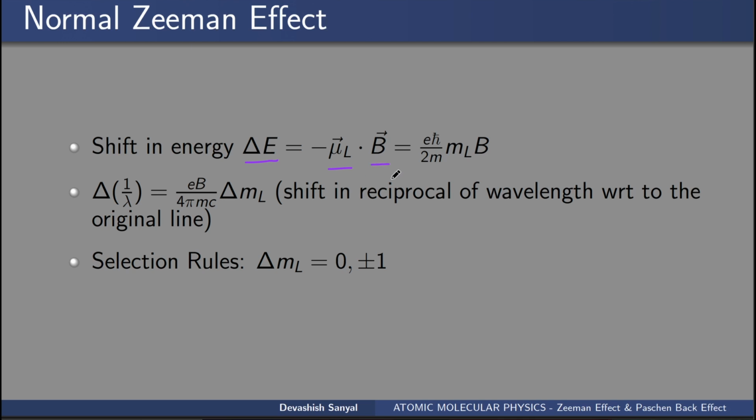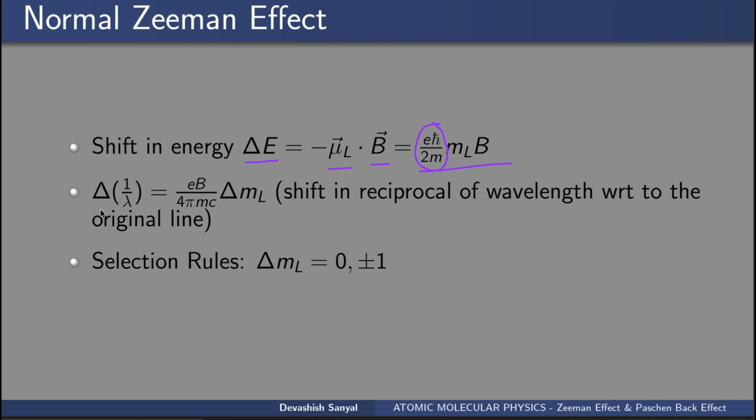So from here we immediately get this term, e h bar by twice m, multiplied by ML, B. This we know, I have not written it. So this is the Bohr magneton. So from there we can immediately get that.